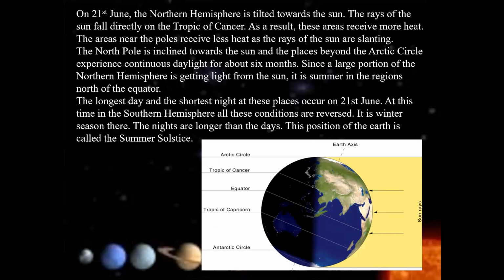On 21st of June, the northern hemisphere is tilted towards the sun. The rays of the sun fall directly on the Tropic of Cancer, and as a result, these areas receive more heat. The areas near the poles receive less heat as the rays of the sun are slanted. The North Pole is inclined towards the sun, and the places beyond the Arctic Circle continuously experience daylight for about 6 months. The longest day and the shortest night at these places occur on 21st of June. At this time, in the southern hemisphere, the conditions are reversed. It is winter in season here. The nights are longer than days. This position of the earth is known as the summer solstice.